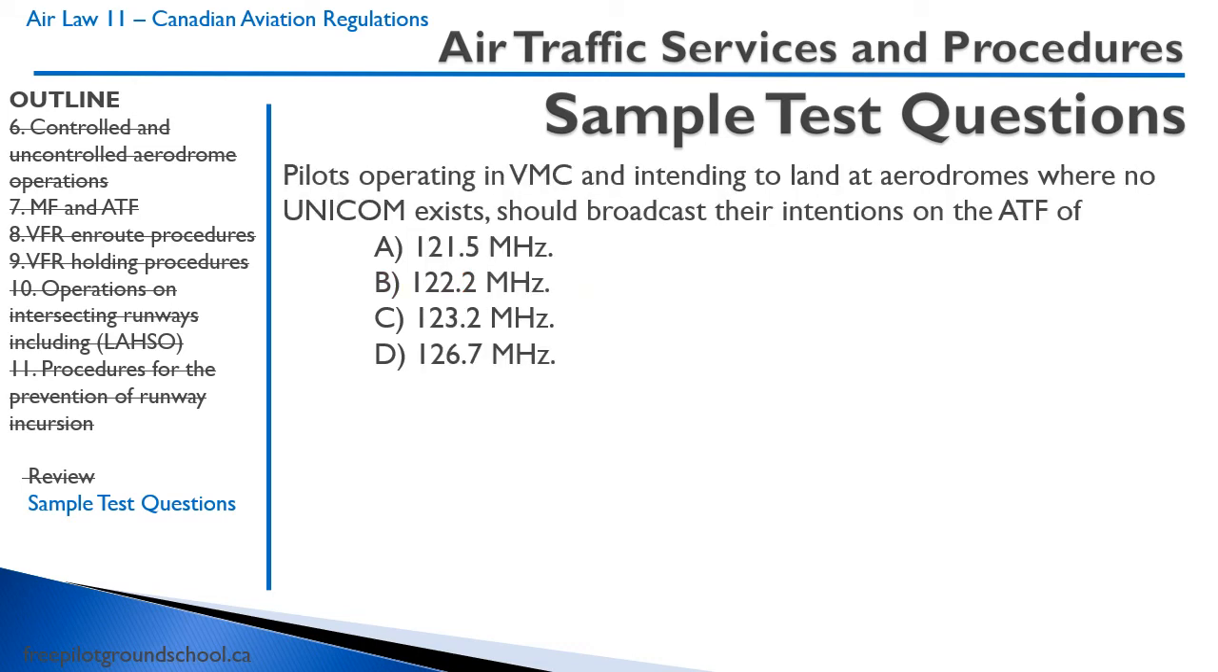Pilots operating in VMC and intending to land at an aerodrome where no Unicom exists should broadcast their intentions on the ATF of. So this is where there's no frequency published. And this just comes down to a basic memorization question, 123.2. But we can do some process of elimination. We know 121.5 is emergency, so it's not that. 122.2 could be that. 123.2, that's the right answer. 126.7 is the en route frequency. So it kind of comes down to those two, and the correct answer is 123.2.